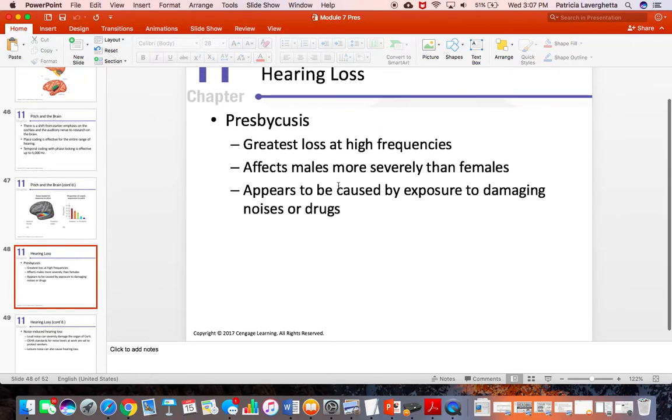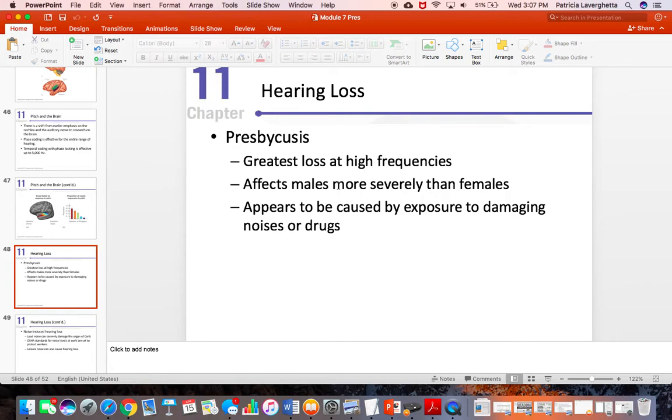Okay, now I've already hinted at this a little bit. What about the problems? What about the pathology? Well, presbycusis, and we have a parallel for this in the visual system as well, which was presbyopia, essentially the hardening of the lens. Your visual acuity tends to drop when you get past 40. Well, here we have the same kind of thing for the auditory system.